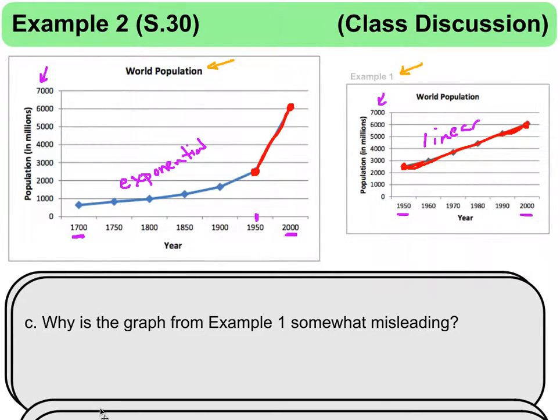In part C, why is the graph from example 1 somewhat misleading? And students will come up with various different reasons, but for the most part we want to look at the fact that this one appears to have grown in a linear fashion because we're only looking at a very small window of time, 1950 to 2000. When we really look at it from 1700 to 2000, you start to see how that classic curve is developed.